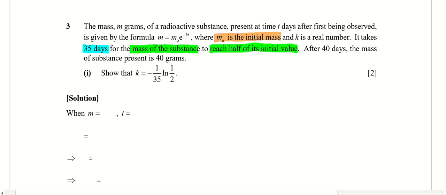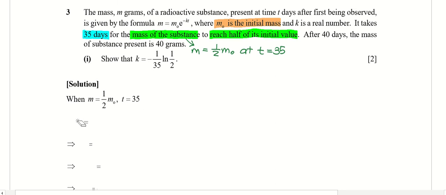So if m naught is the initial mass and I am given that 35 days later, the mass reaches half of its initial mass, agree with me, this highlighted in green will tell you that the mass of the substance is defined by m, and it reached half, so therefore it will be half of m naught at t equals 35. My main aim is to show that k equals the following expression, so I'm going to use this information, m equals half m naught, t equals 35, and plug it inside my equation. The rest is just simplification.